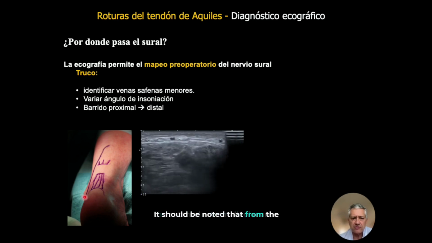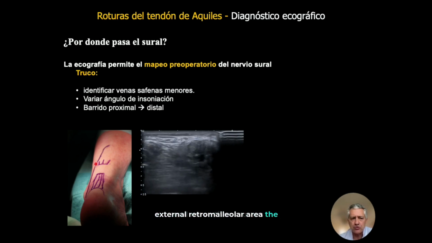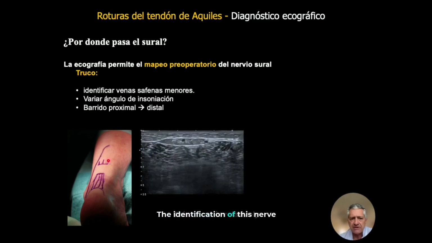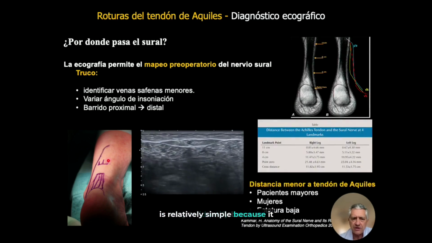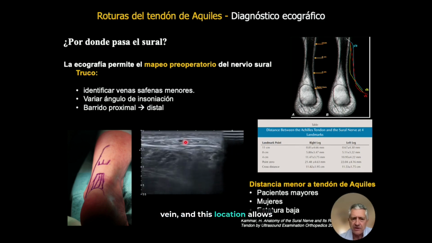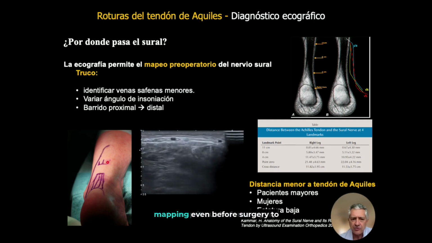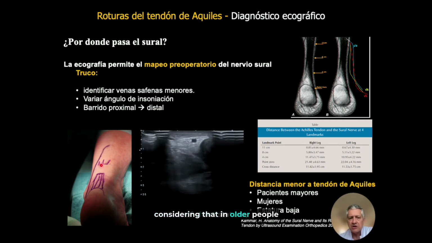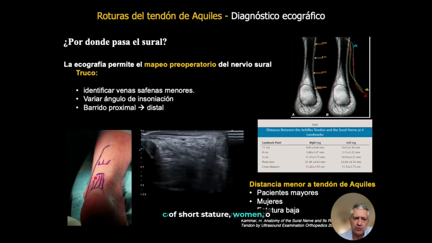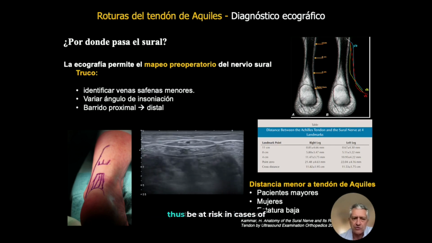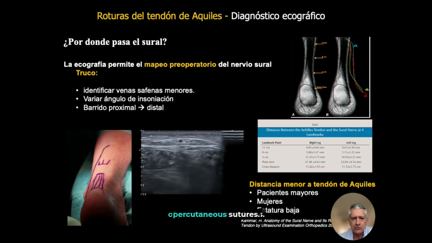It should be noted that from the external retromalleolar area, the sural nerve then subsequently crosses over the Achilles tendon. The identification of this nerve is relatively simple because it is accompanied by the small saphenous vein, and this location will allow us to do a prior mapping even before surgery to know exactly where the sural passes, considering that in older people of short stature, women, it can be located very close to the tendinous rupture area and thus be at risk in cases of percutaneous sutures.